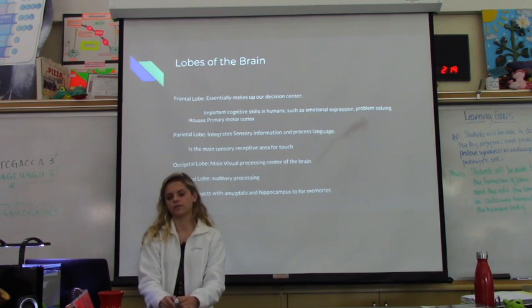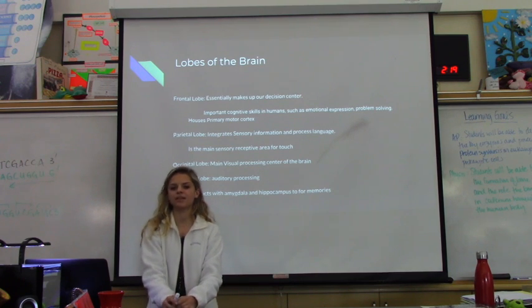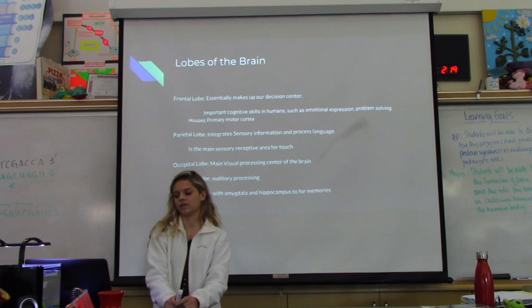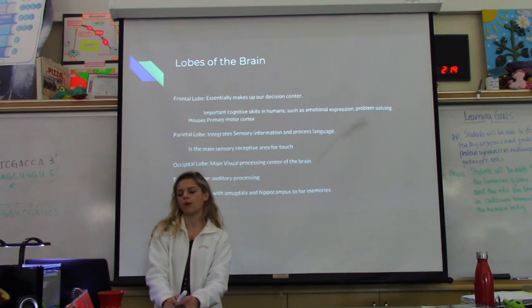There's four main lobes of the brain. There's the frontal lobe, which basically makes up the decision center. It has important cognitive skills in humans, such as emotional expression, problem solving, and it houses the primary motor complex, which is what allows us to walk.